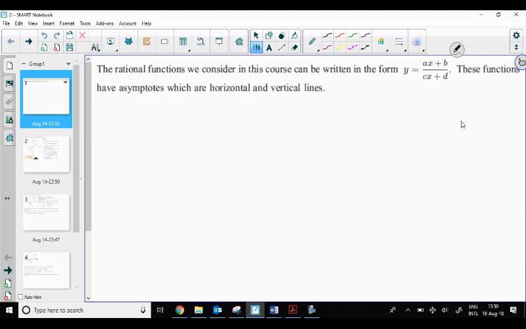Okay, Ropke here. This is 2I rational functions, and I have to start this off by disagreeing with the textbook. They're claiming that any rational function that we're going to consider in this course can be written in this form here, where it's just a linear function divided by a linear function. This is just not true. We're going to see lots of other rational functions in this course. I don't like this definition at all.